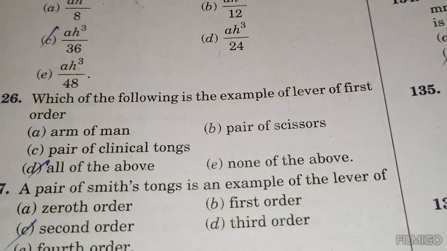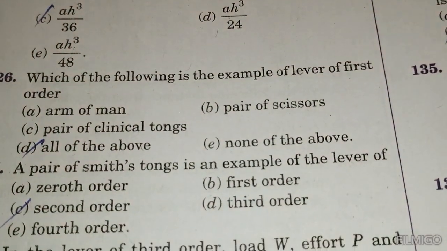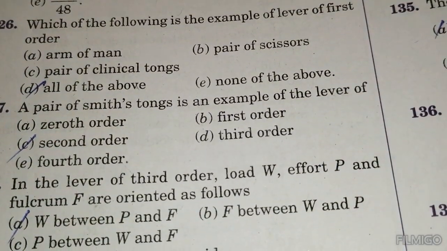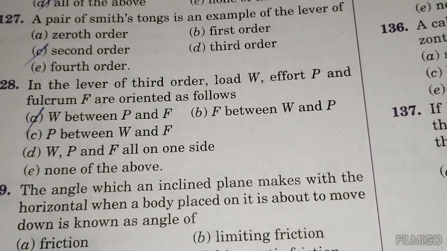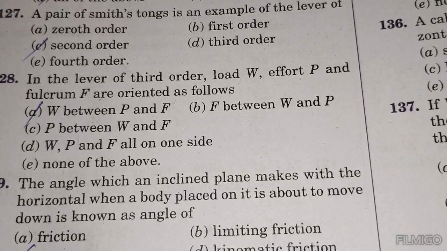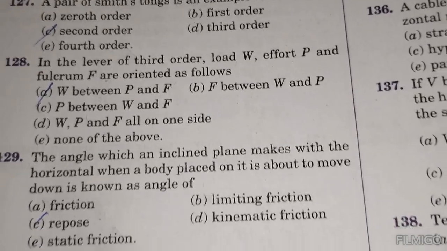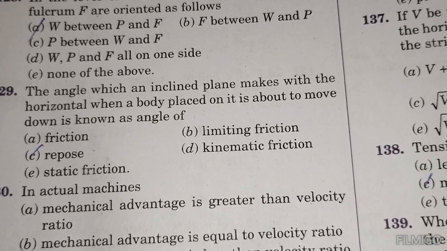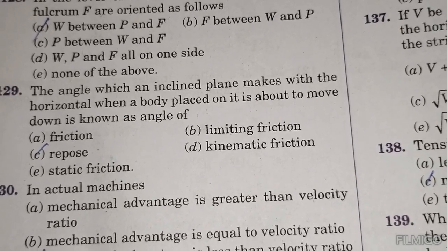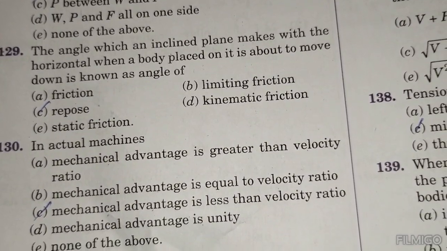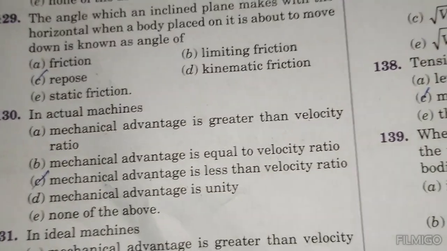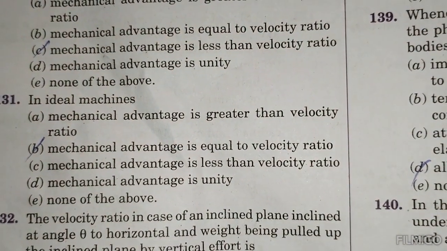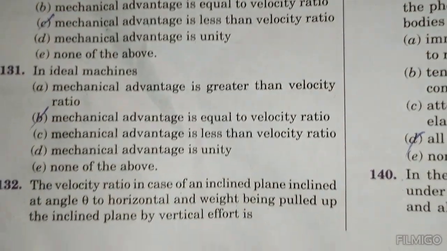Which of the following is an example of a lever of the first order? All of the above. A pair of blacksmith's tongs is an example of a lever of the second order. If the lever is of the third order, load W, effort P, the work obtained follows W between P and F. The angle which an inclined plane makes with the horizontal when a body placed on it is about to move down is known as the angle of repose. In actual machines, mechanical advantage is less than velocity ratio. In an ideal machine, mechanical advantage is equal to velocity ratio.